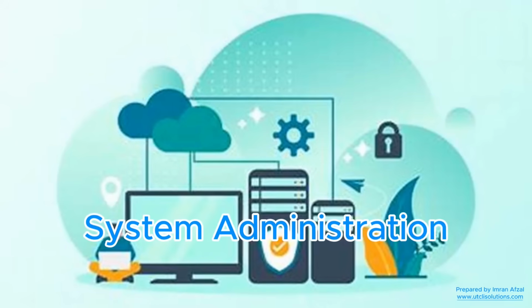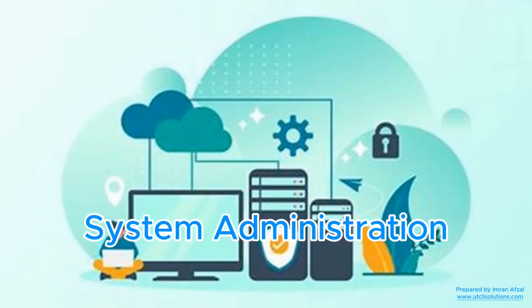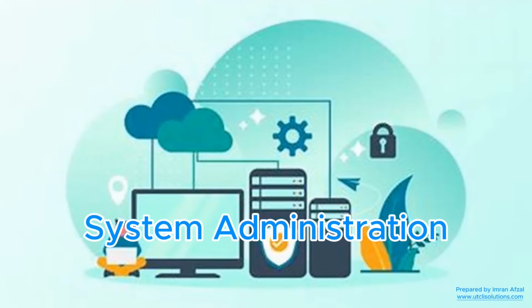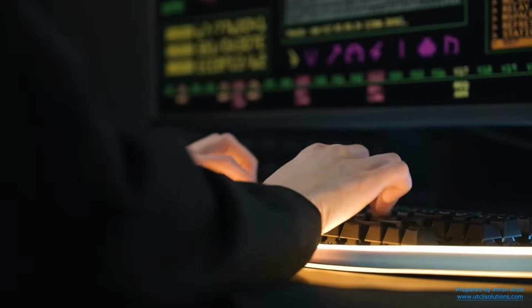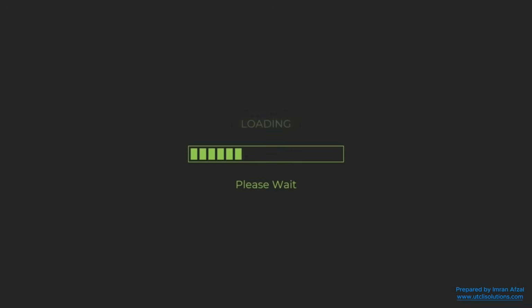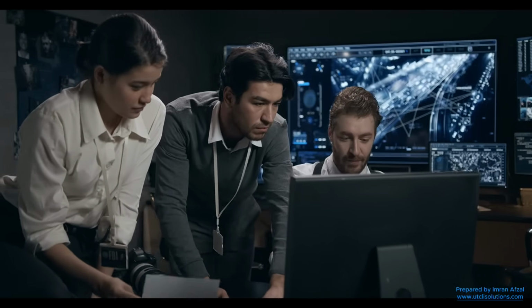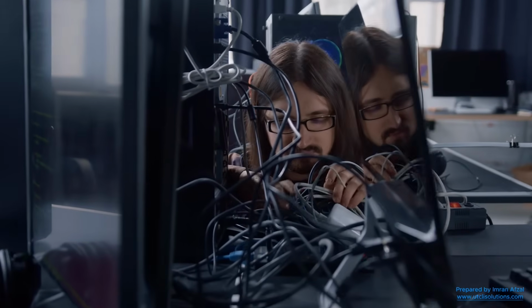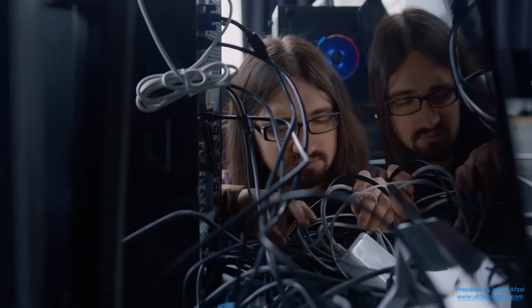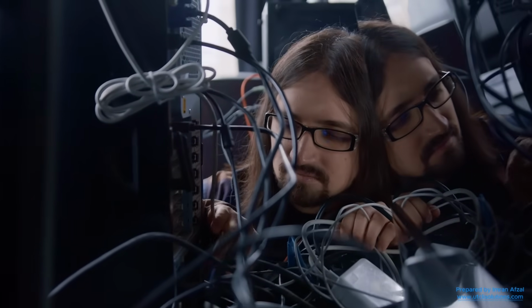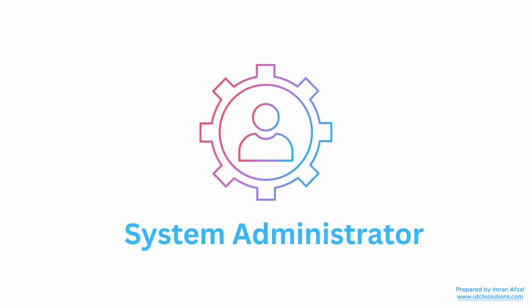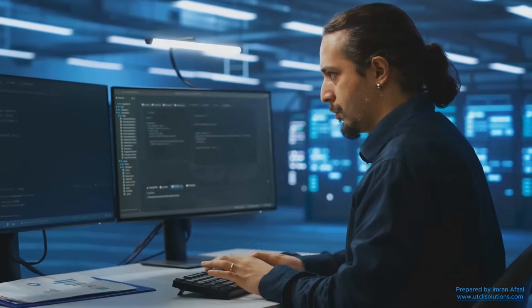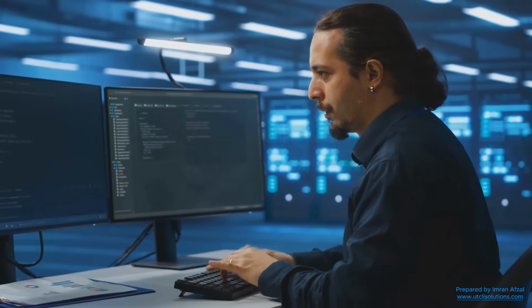So, system administration is the job of managing and maintaining computer systems and networks. It includes setting up computers, installing software, keeping systems secure, and making sure everything runs smoothly. System administration makes sure that all the devices in a network can work together, stay protected from problems, and perform well every day. Now, who takes care of all this? The answer is system administrators, also called sysadmins. They are the people responsible for doing all the tasks we just talked about.